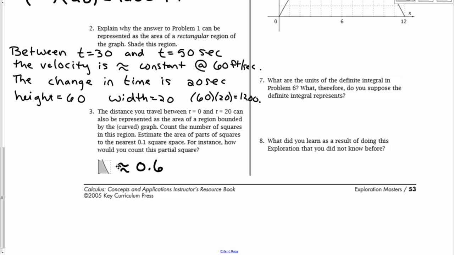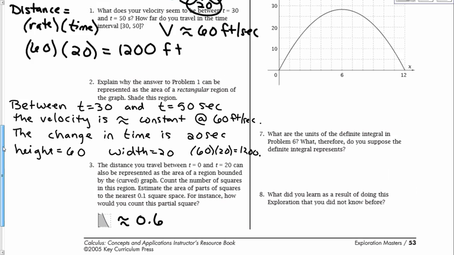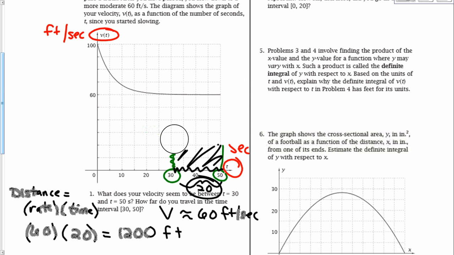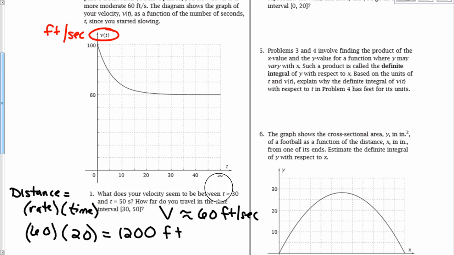So I'm going to go back up to my graph now. And I'm not worried about what I previously did. I need to be looking at between 0 and 20. So the easy part is let's go ahead and figure out, we've got some squares here.